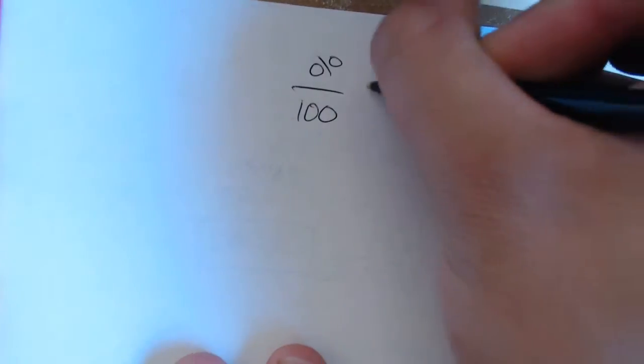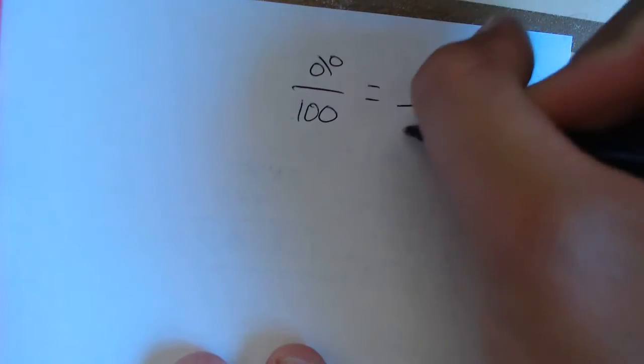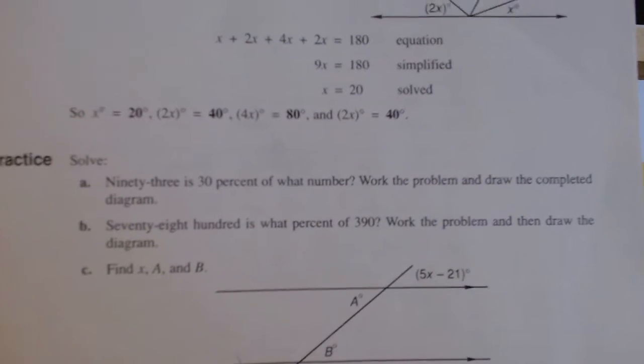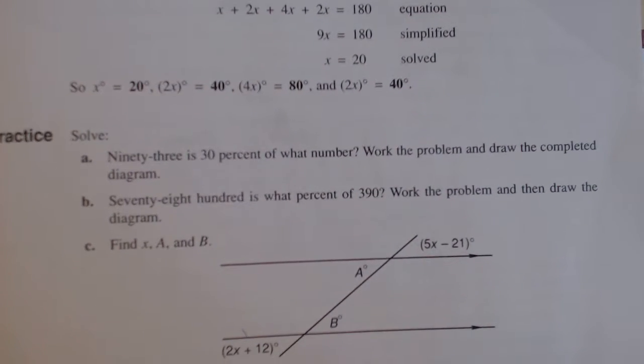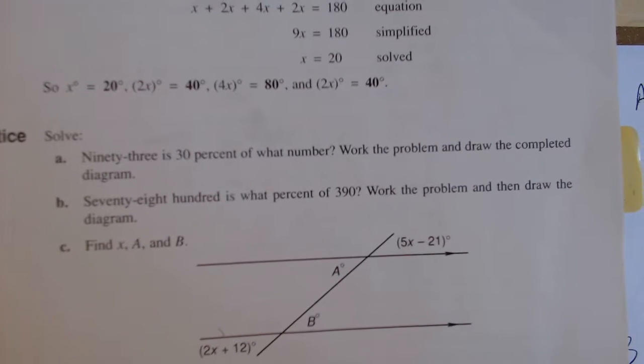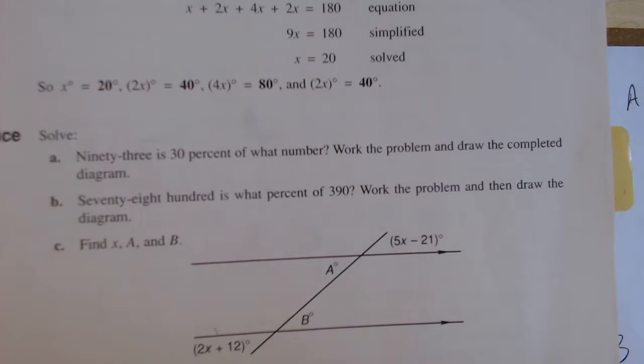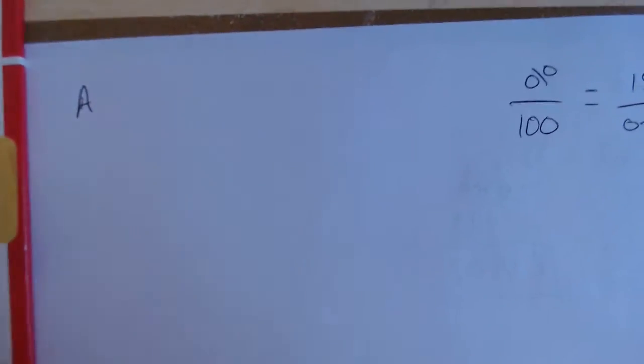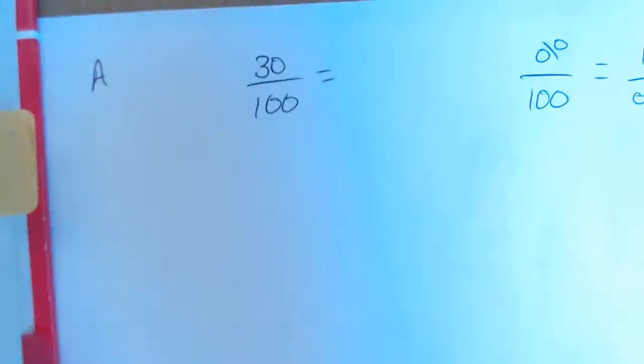Percent over 100 equals is over of. So looking at this problem, they say 93 is 30% of what number? 93 is 30% of what number? So we have our percent, 30%. We'll start by taking that 30% and putting it over 100.